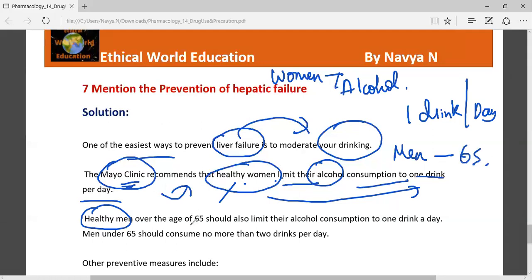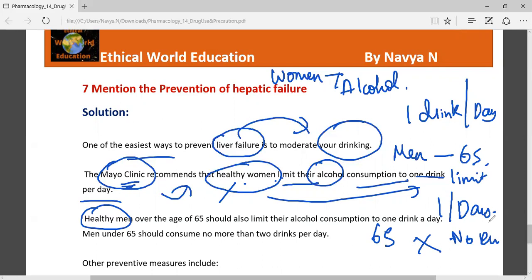For healthy men of age 55 or 56, there should be a limitation on alcohol consumption to one drink a day. Same thing: one drink per day. Men under 65 should not consume any alcohol. No drinks.